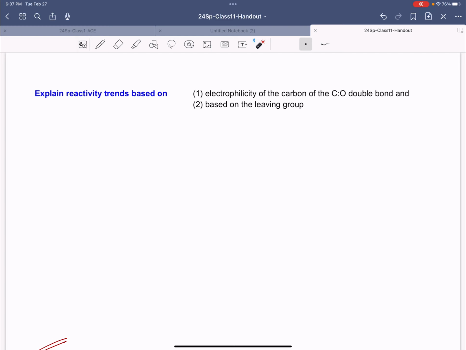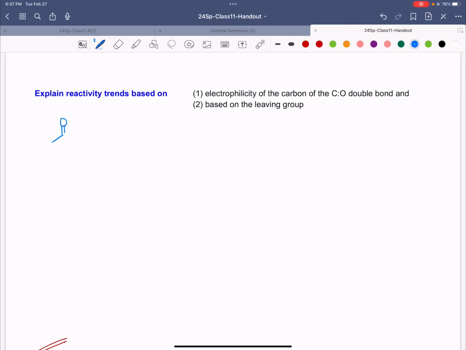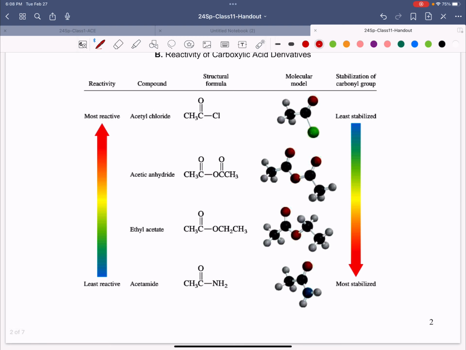In general, what we have in these derivatives is a molecule that looks like this. We have an acyl group, and on the right, I'm going to put Lg, leaving group. Reactivity for the carboxylic acid derivatives really talks about how well a nucleophile can attack and then eventually kick out the leaving group. Again, we have those four derivatives. We're not going to worry about nitrile. We're only going to worry about these four.